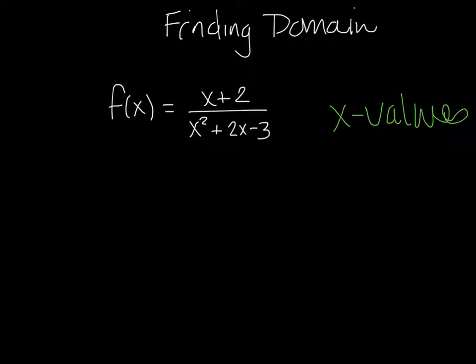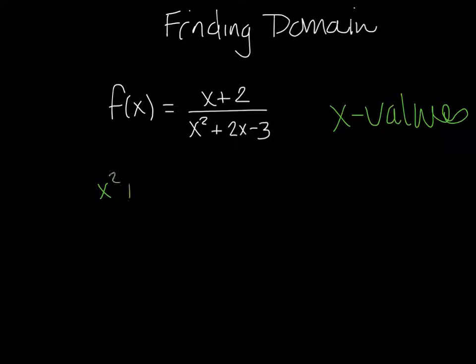And that should sound familiar because that's how we find the vertical asymptote. The vertical asymptote is at every place where the bottom is equal to 0, which means if you find the vertical asymptote, you've also ultimately found the points in the domain that don't exist. So to find the domain, we take the bottom and set it equal to 0.